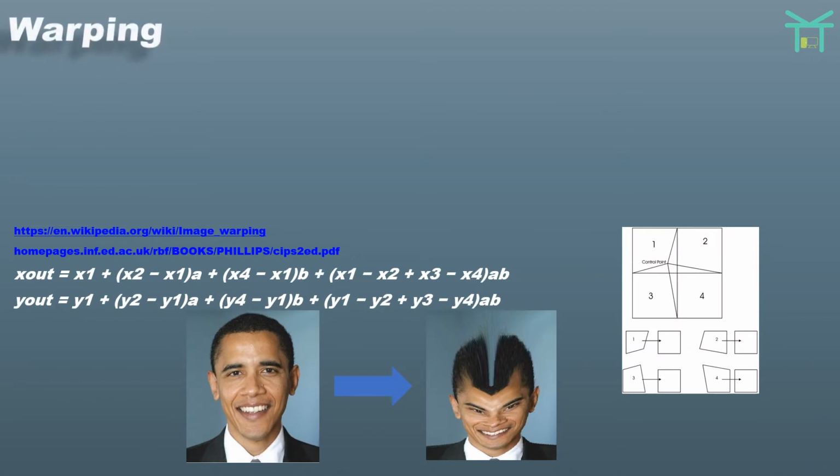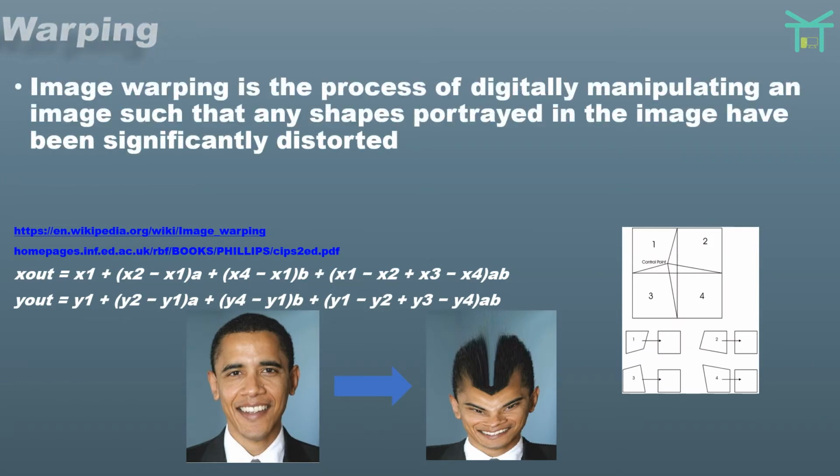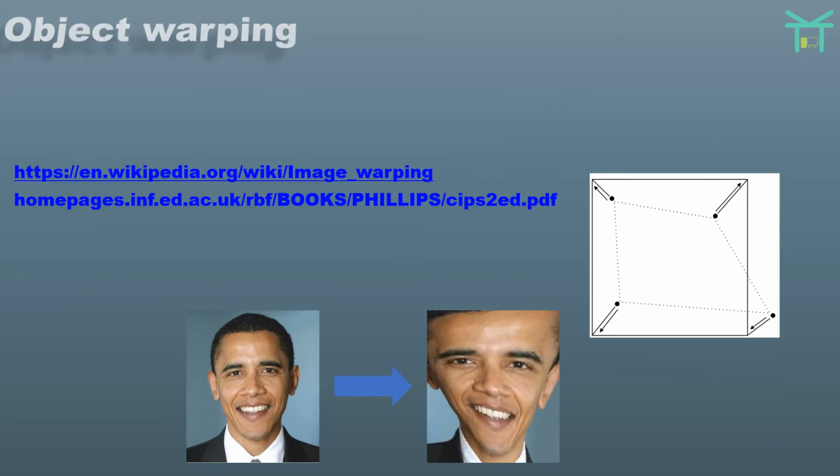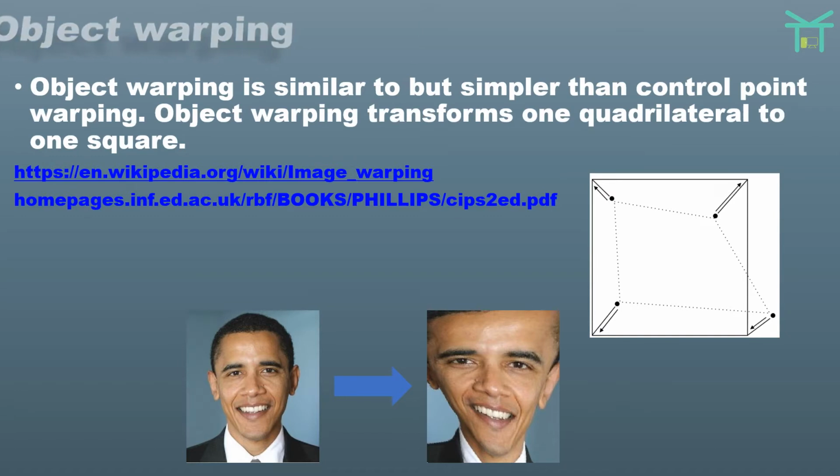Warping. Image warping is the process of digitally manipulating an image such that any shapes portrayed in the image have been significantly distorted. Control point warping divides a section of an image into four smaller squares, quadrilaterals, 1, 2, 3, and 4. Object warping. Object warping is similar to but simpler than control point warping. Object warping transforms one quadrilateral to one square.